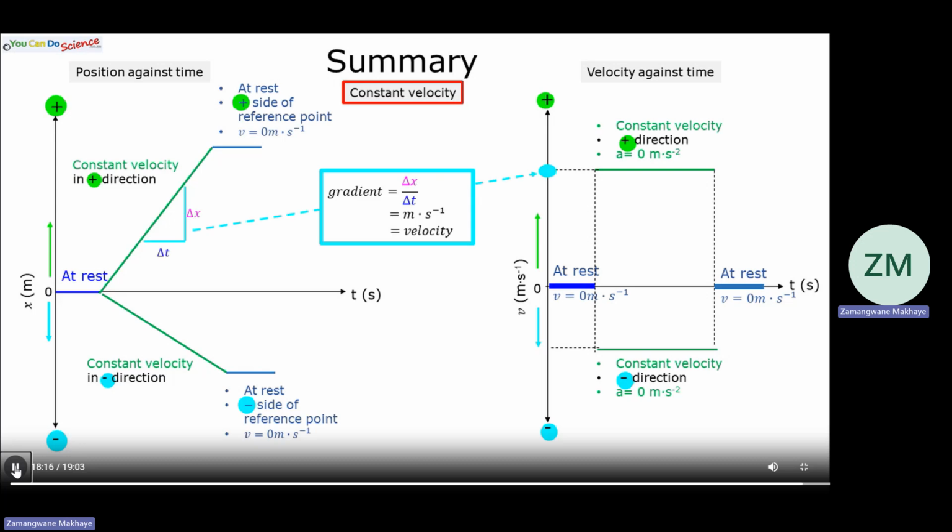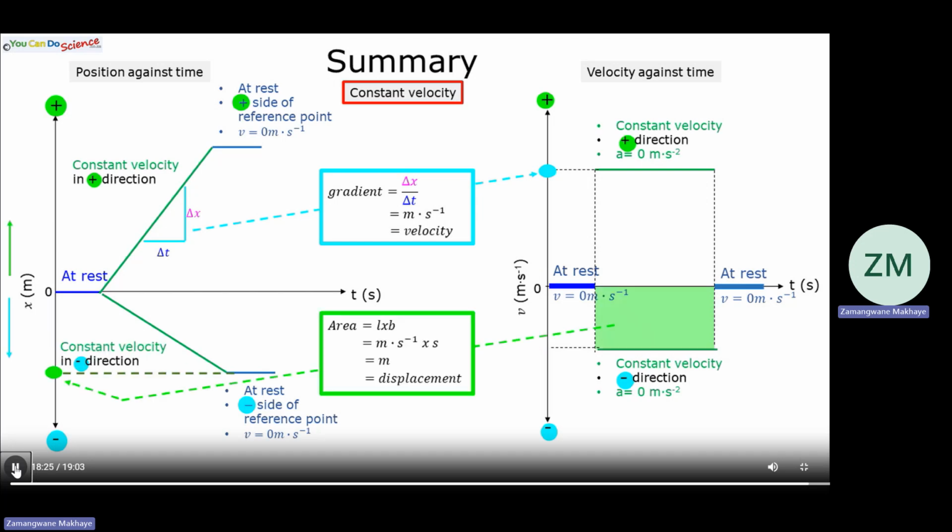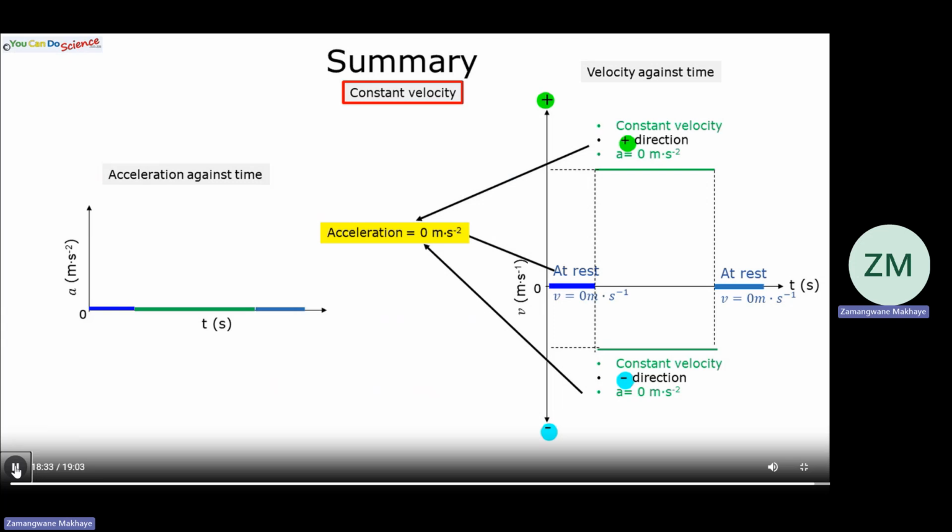You must be able to use the gradient of the position time graph to draw the velocity time graph. You must be able to use the area under the velocity time graph to draw the position time graph. The acceleration is 0 meters per second squared if the object is stationary or moving at a constant velocity, irrespective of the direction of motion.